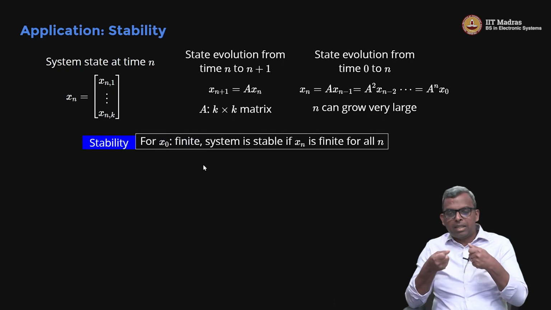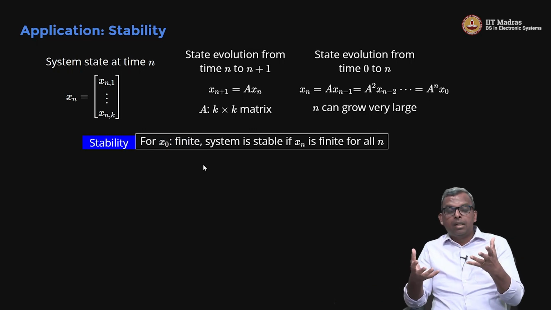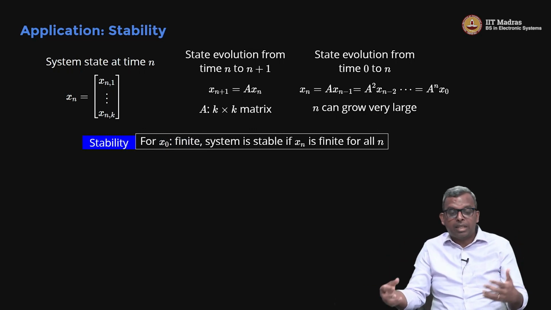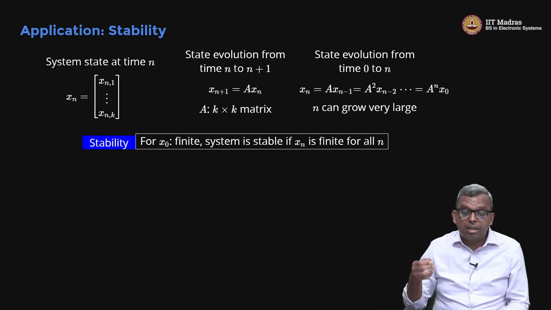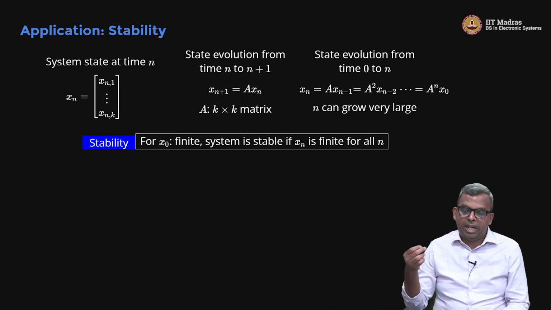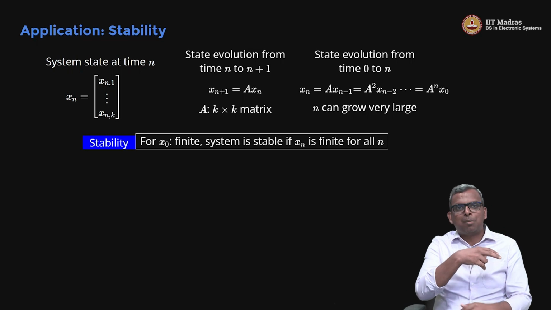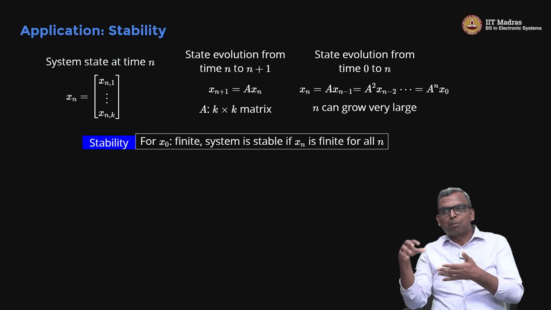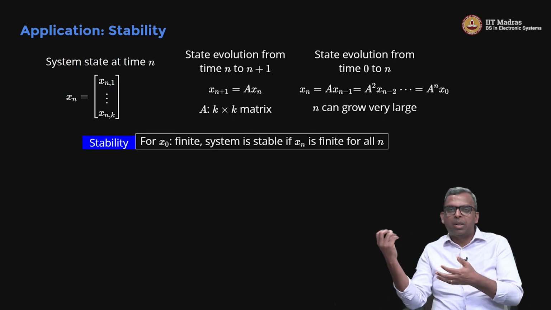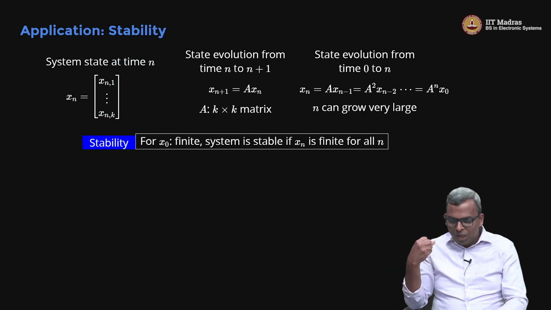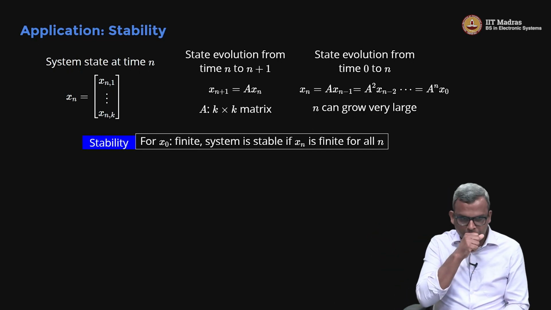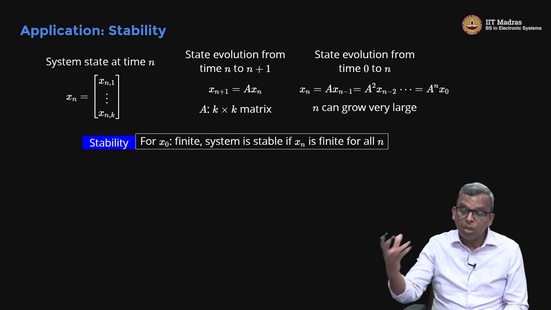Typically the first initial state of the system is finite, and then the system starts evolving according to this a, and a system is said to be stable if, when x naught is finite, xn is also finite for all n. Xn will not blow up. In many of our previous examples, we saw when we raised a to the power k, you got scary terms like 3 power k, 2 power k, and all that. All that should not happen. This a power n should not blow up.